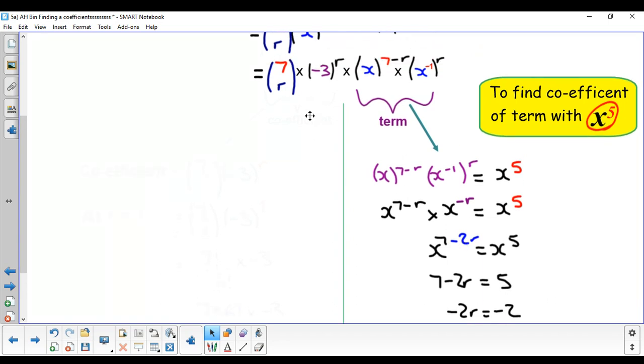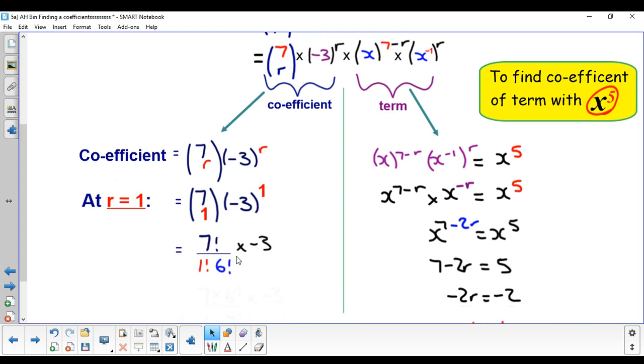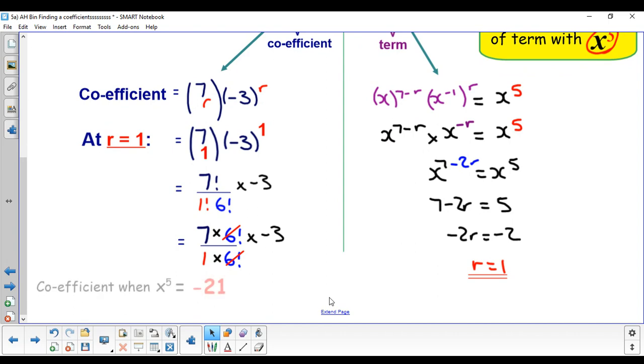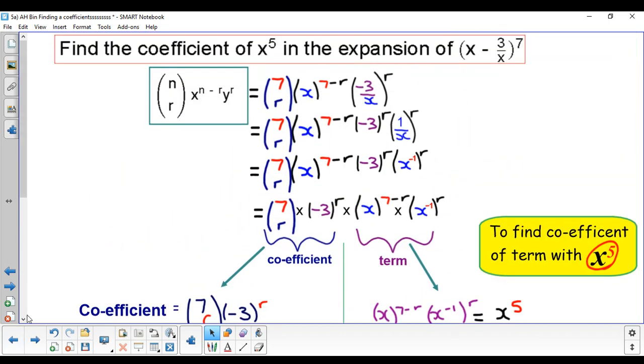When r is 1, go back, find your coefficient. So write down your coefficient. When r is 1, we can put 7 factorial over 1 factorial, the difference is 6 factorial, times minus 3. You know that's 7 times 6 factorial on the top. And then you know the 6 factorials can cancel, and you get minus 21. So it's getting faster now, the more you get into it.